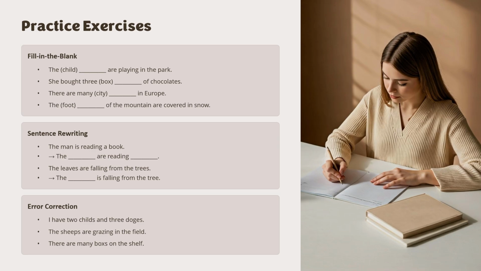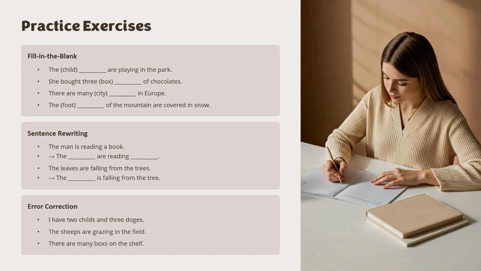Next we have, she brought 3 boxes of chocolates. In this one, box is the word that we're trying to convert. Remember, if it ends in an X, we add ES to it. So this one: she brought 3 boxes of chocolates, BOXES.